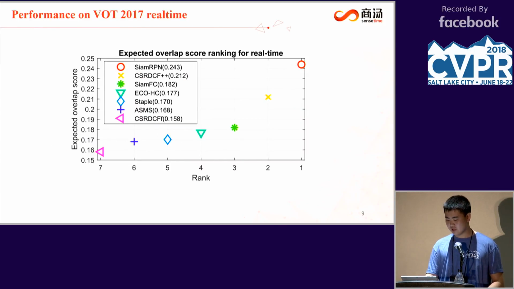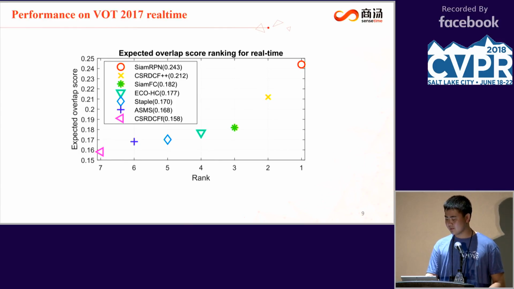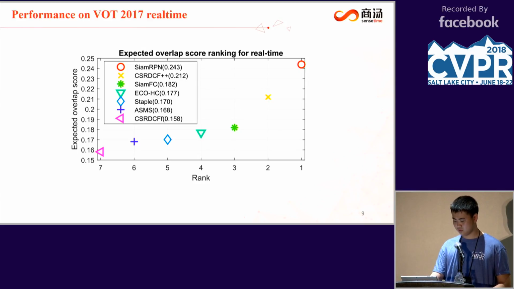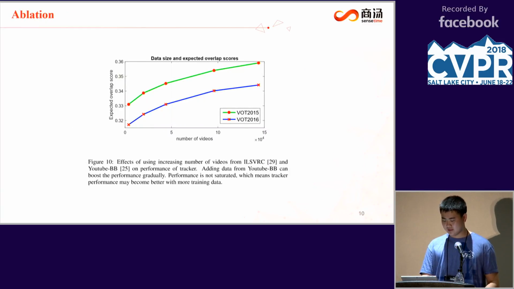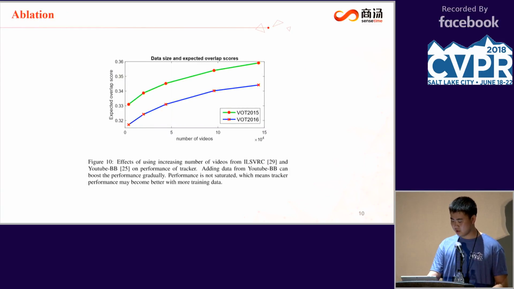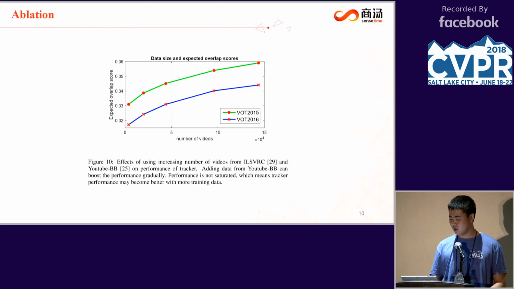In VOT 2017 real-time challenge, our tracker is better than the best tracker on board with 3 points. And this slide shows our tracker is better when more data is imported into training. And this figure also illustrates our tracker can achieve better performance when more data is available.